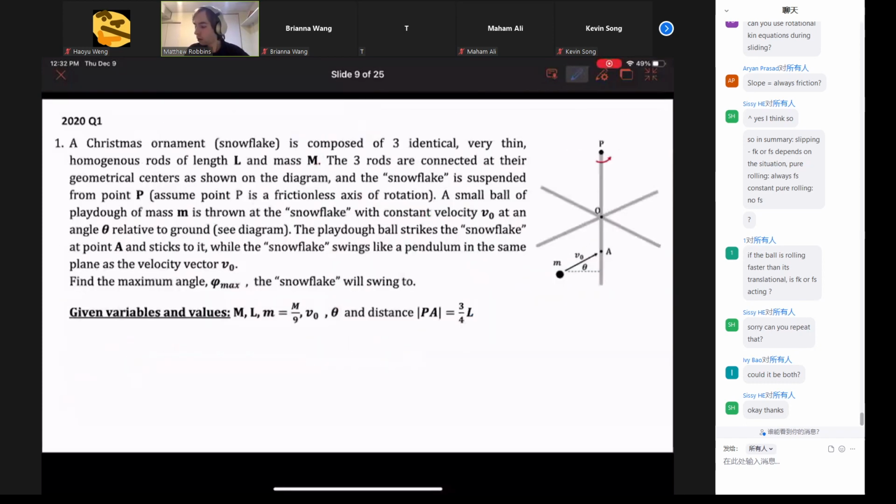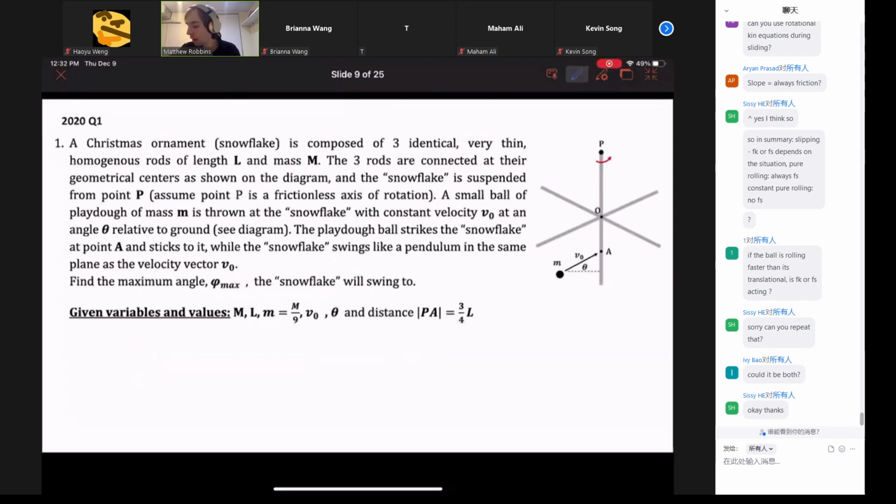Right, so what I want to do is go on to another thing that I was asked to do. I'll do the same thing that I did for the previous problem. I'll provide you with the tools, but I won't actually be able to write down what the final answer is going to be. But what we have is a Christmas ornament. We know that the Christmas ornament has 3 rods. It's basically in the shape of a snowflake.